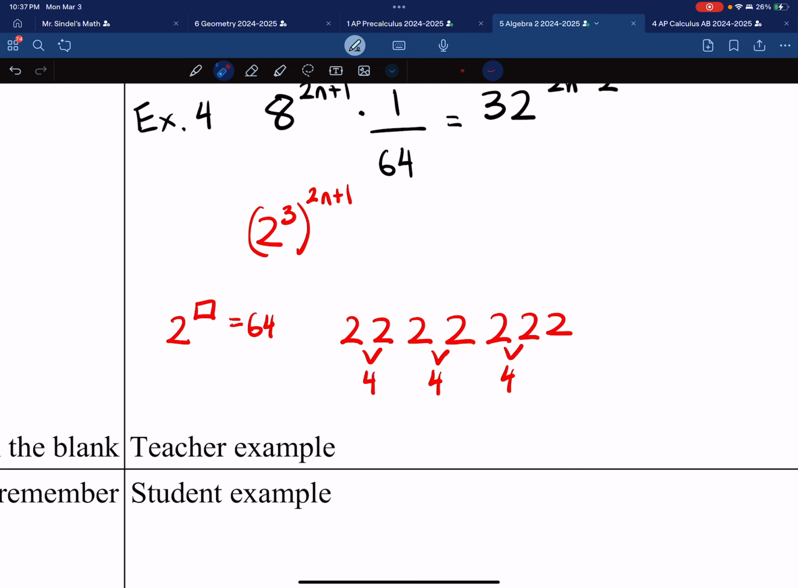So that's how many 2's I need. I can erase one of these extra 2's. How many is that? That's 1, 2, 3, 4, 5, 6 2's. So it's 2 to the power of 6 is the thing that I'm looking for to get 64.